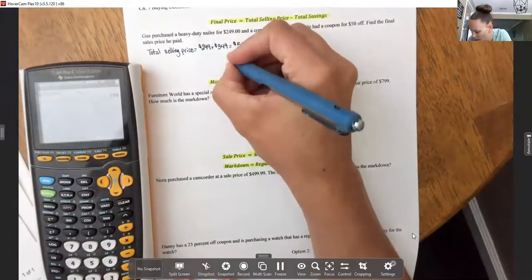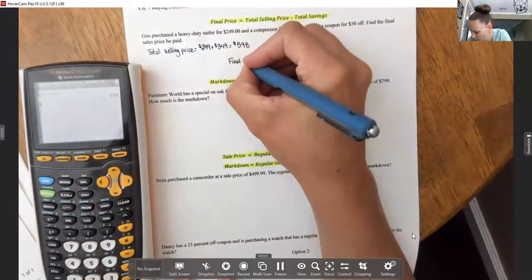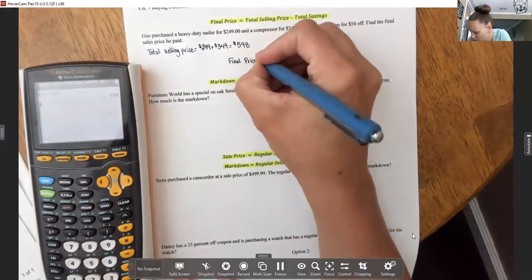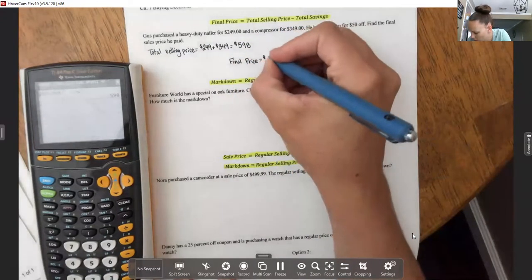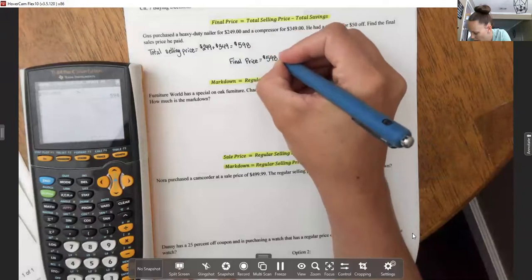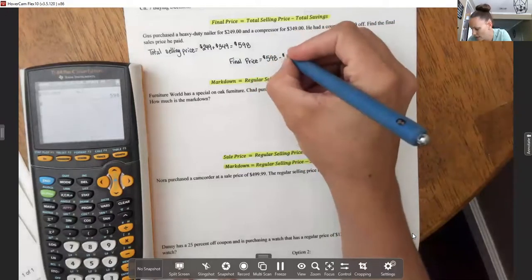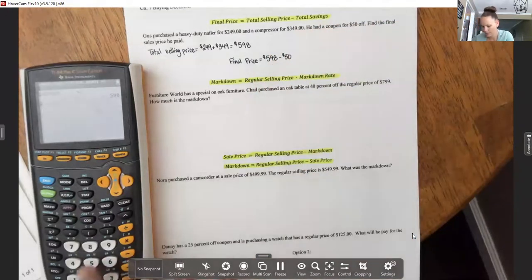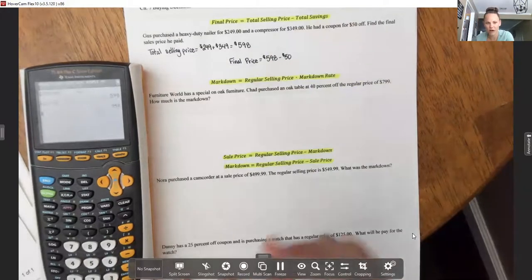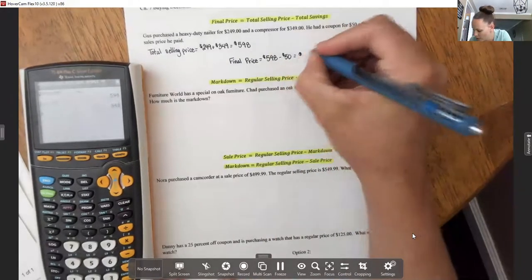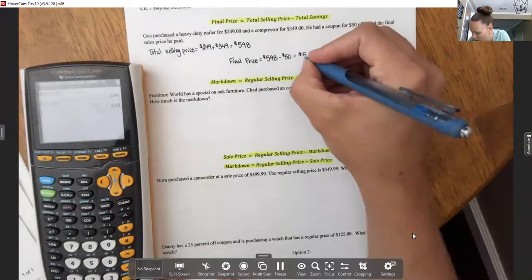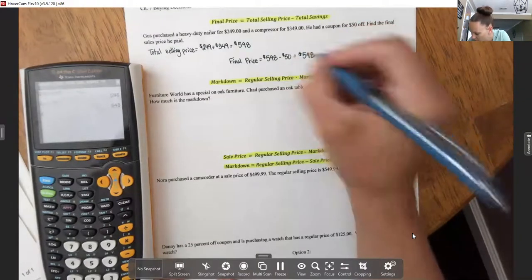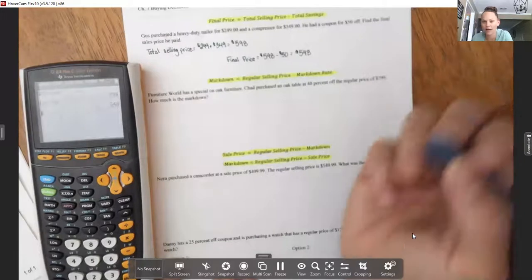And so the final price is the $598 minus the $50 coupon he had, because that's his total savings. So if I subtract 50, the final price he paid before tax is $548.